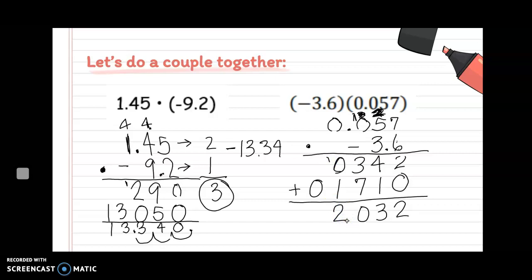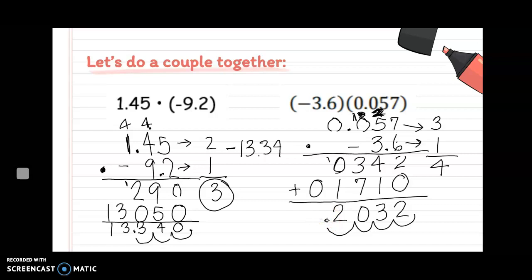And then I'm going to count the number of digits after the decimal. In this factor, I have 3 digits after the decimal. In this factor, I have 1 digit after the decimal. So that means that I need to have 4 digits after the decimal in my product. So I come down here to the bottom and I start at the end and I count backwards. 1, 2, 3, 4, and place my decimal.